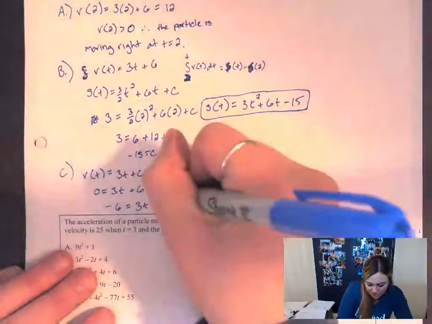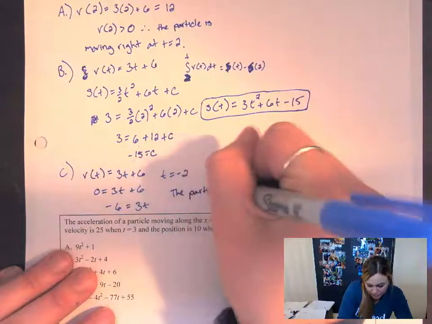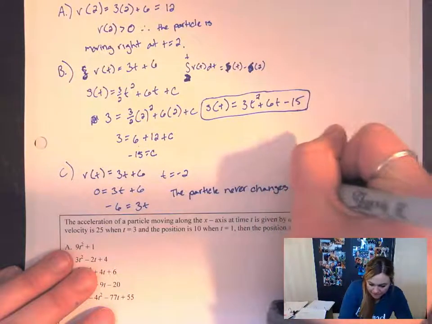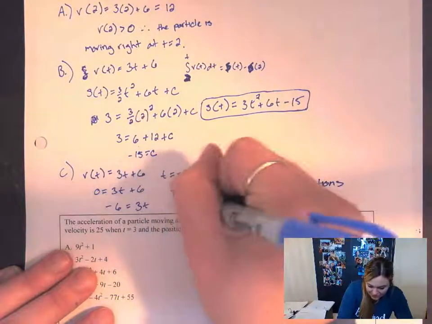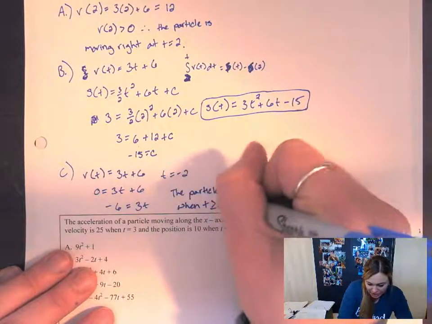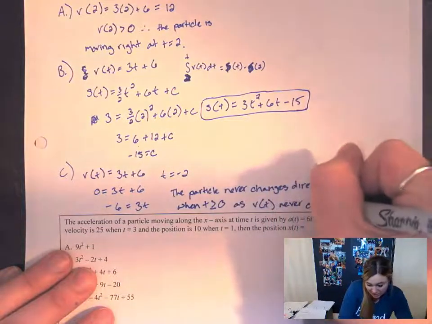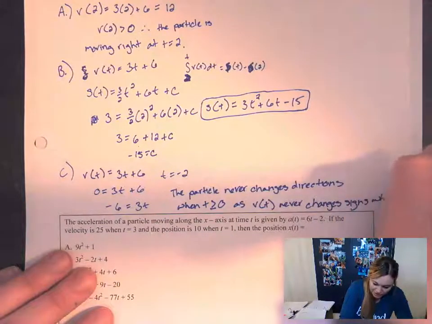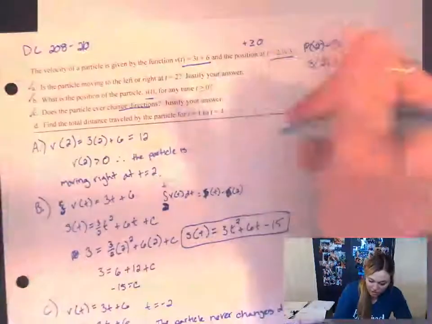So I'm going to say the particle never changes directions when t is greater than or equal to 0, as v of t never changes signs when t is greater than or equal to 0. Boom, moving right along. Let's do one more.